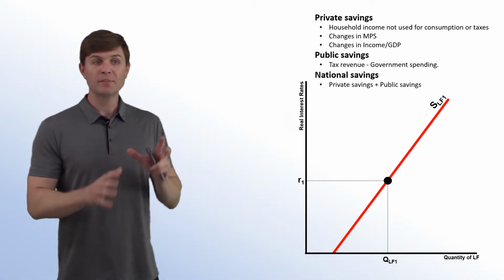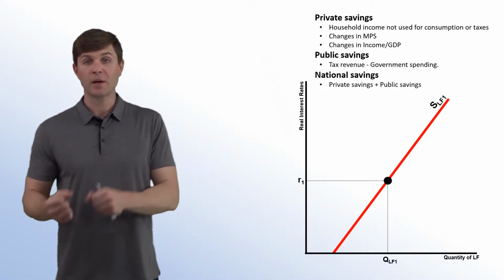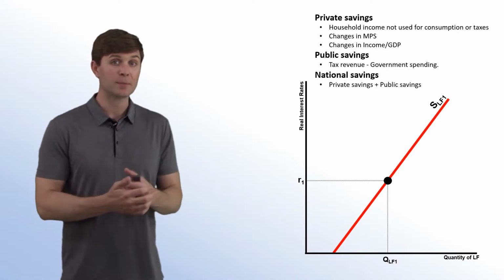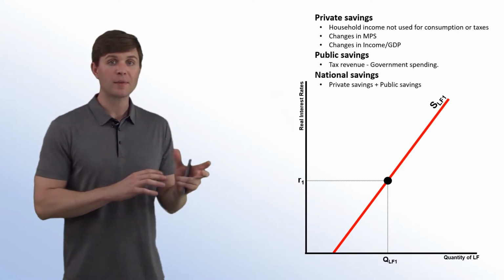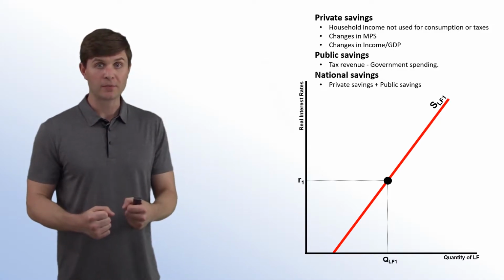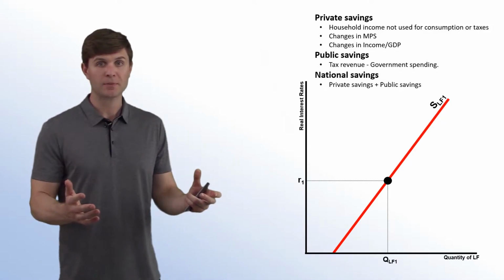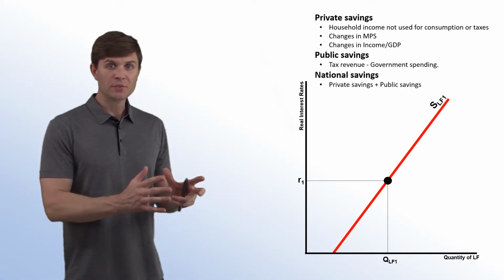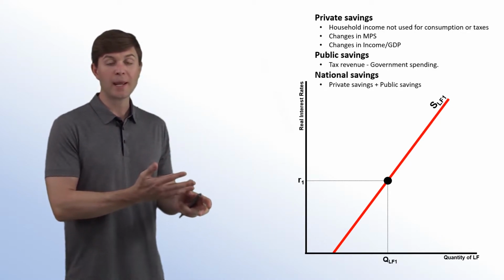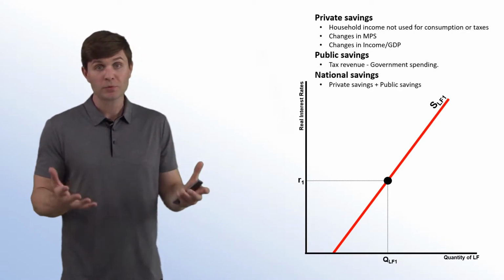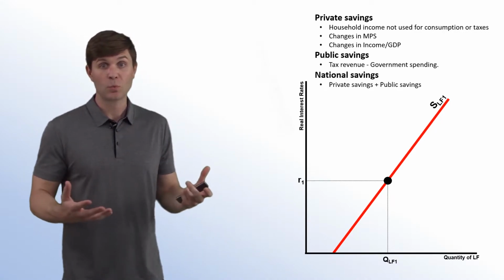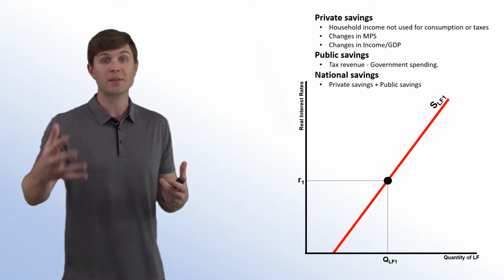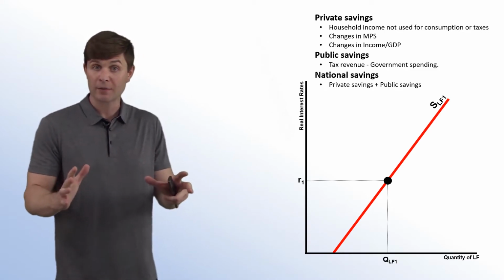Now, public savings is tax revenue minus government spending. So this is kind of a foreign concept to us here because we rarely see a government surplus. Most of the time they are borrowing to spend. So they are deficit spending. They don't have any public savings. So our national savings is the total of public and private savings. So in most countries that deficit spend, the national savings is going to equal private savings. It's one and the same because the government doesn't provide any of those savings, but it is possible.